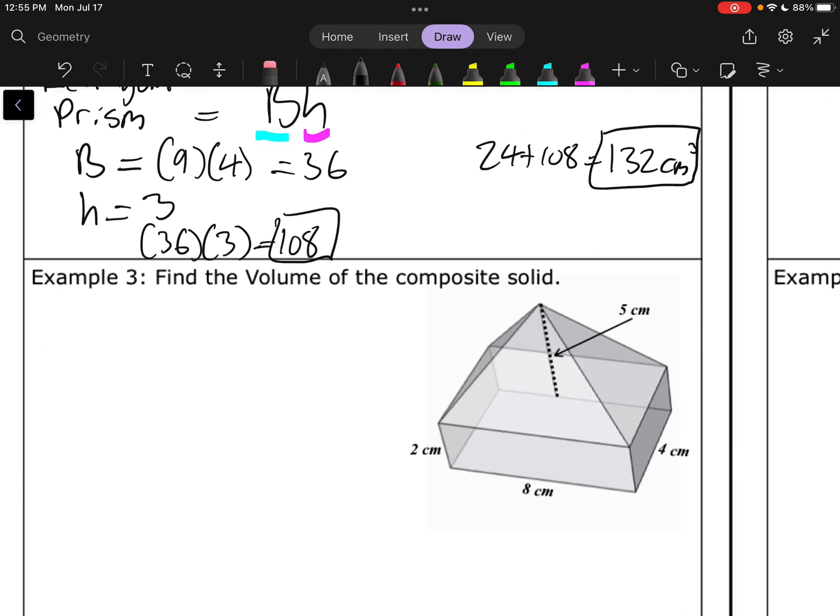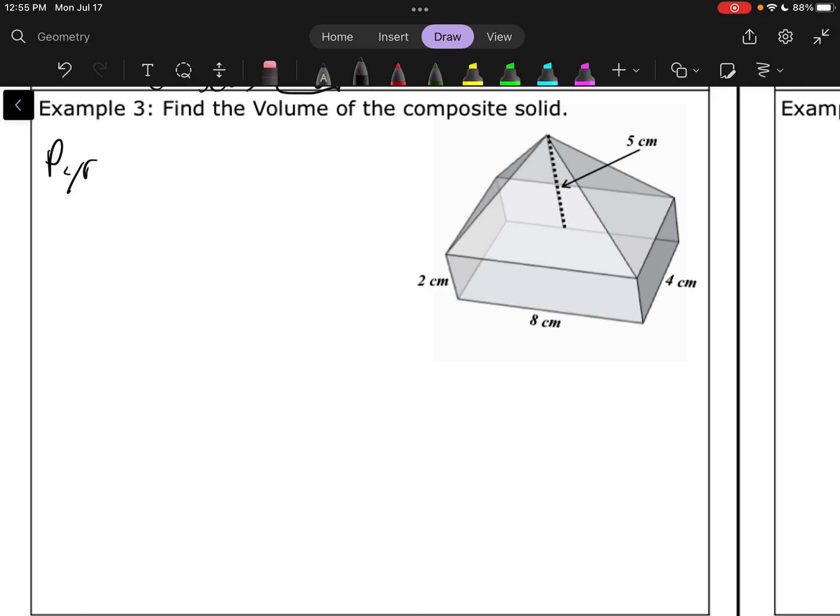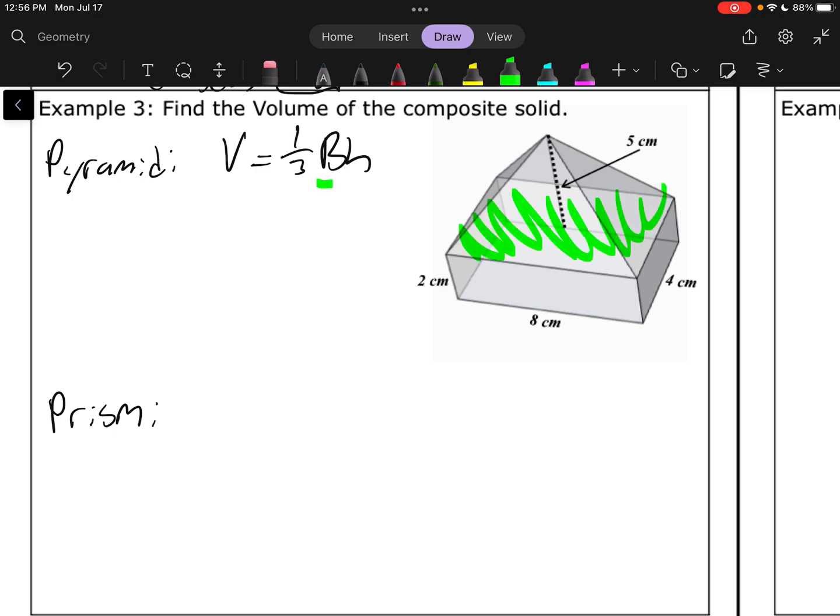Okay. What's next? Looks like we got a pyramid and a prism. The volume formula for a pyramid is 1/3 big B times H. Our big B will be the area of the rectangle here. That should be 8 times 4, which is 32. All right, we can see the 8 and the 4 from the prism down there. That should be the same. And then the height of the pyramid is the 5, right there.